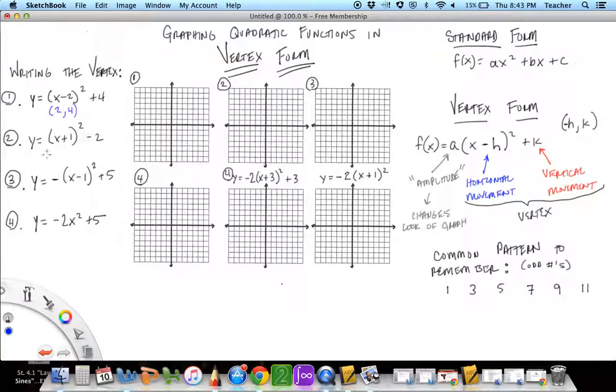If you take a guess at number 2, take a moment here, you'll notice that the x-coordinate of the vertex is the opposite of what's inside, and then the vertical movement is going to be negative 2. Let's get to graphing on this, since I've left some graphs below on your paper. Our vertex here is going to be at 2, 4, so we are going to graph 2 and 4.